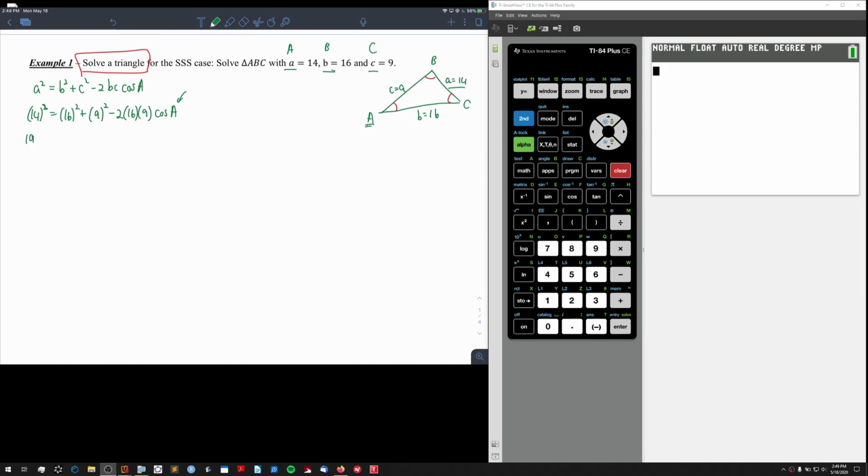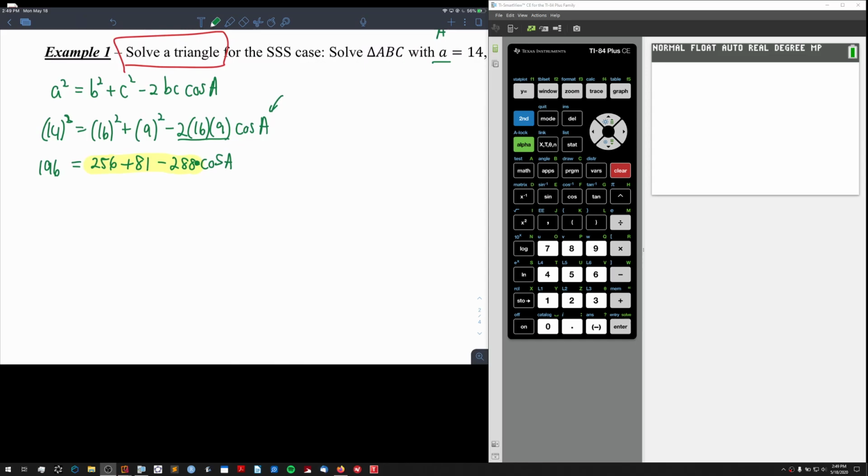You get 196 equals 256 plus 81 minus, and then multiply this, so you get 288 cosine A. Alright? Please notice you cannot combine all three of these numbers. There is multiplication going on here, and multiplication has a higher precedence than addition and subtraction. So I cannot subtract 288 from this plus this.